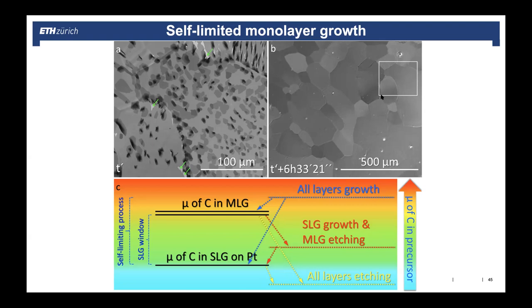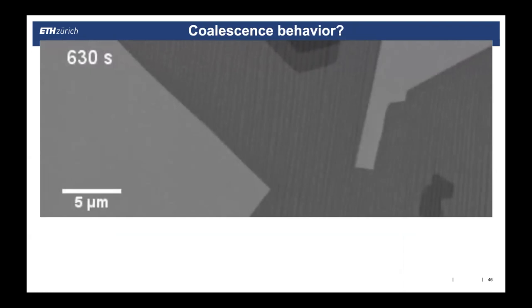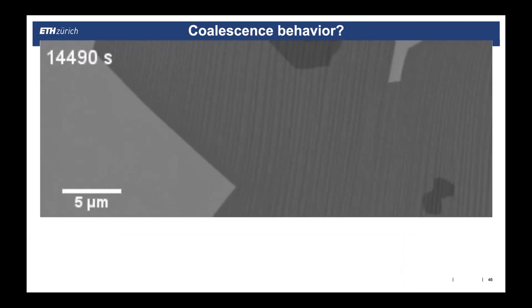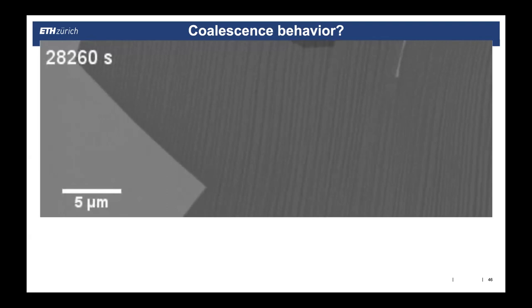So you see, after a while, it's all a single layer. So we want this nice window to really systematically grow monolayer graphene. And then, of course, we wanted to know, when we have all these islands growing together into a single sheet, do we have grain boundaries or is this all a single crystal? Because in the end, you want to have a monolayer single crystalline graphene. So you need to understand the coalescence behavior of different grains.